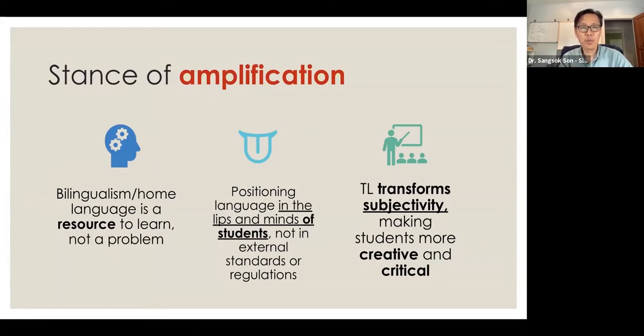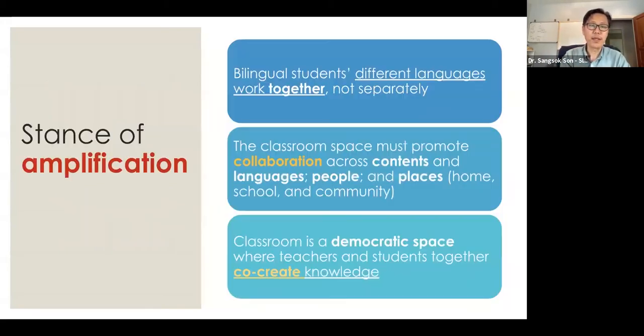We try to position their language in the lips and mind of the student, not by an external standard or regulation. We respect their language performance. So we start from their actual language practice, and then ultimately we try to bring them to the external standard. But first of all we position the language in their lips and mind, and translanguaging transforms subjectivity, as I said earlier, and continues the stance of amplification.